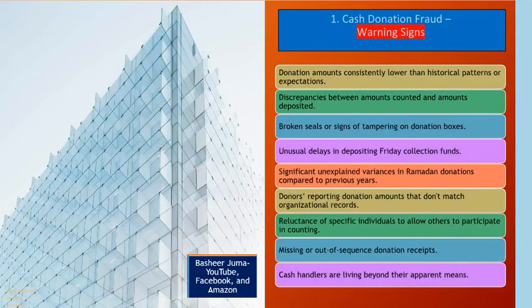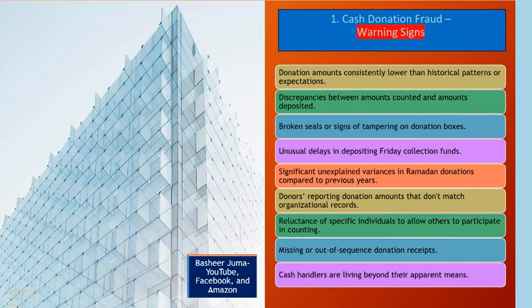Warning signs. Donation amounts consistently lower than historical patterns or expectations. Discrepancies between amounts counted and amounts deposited. Broken seals or signs of tampering on donation boxes. Unusual delays in depositing Friday collection funds. Significant unexplained variances in Ramadan donations compared to previous years. Donors reporting donation amounts that don't match organizational records.